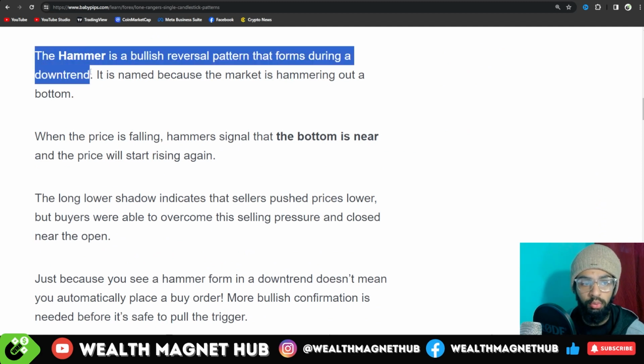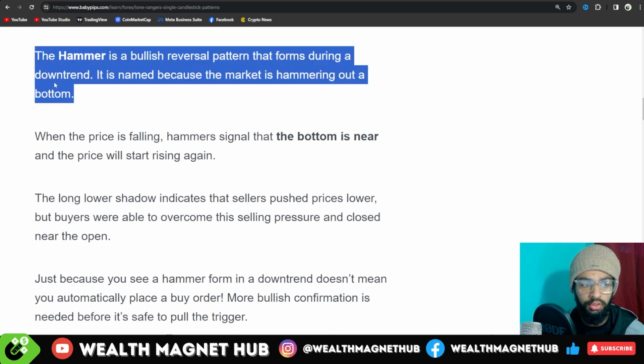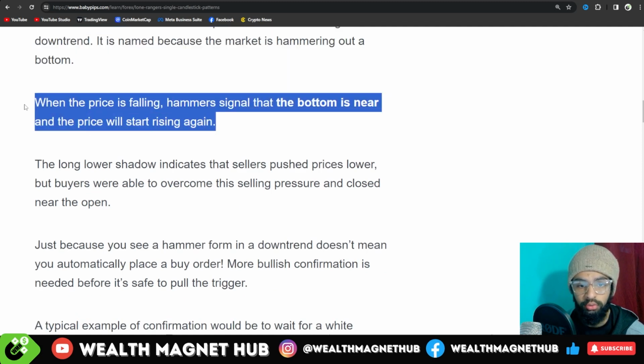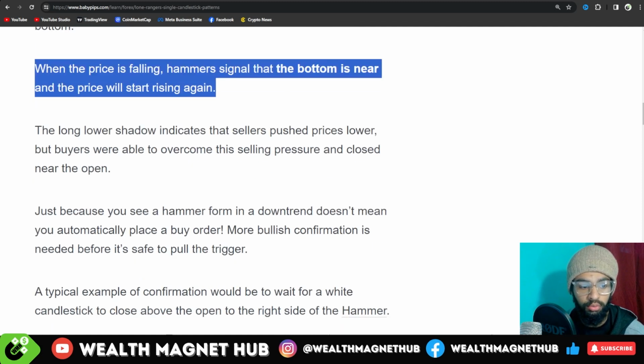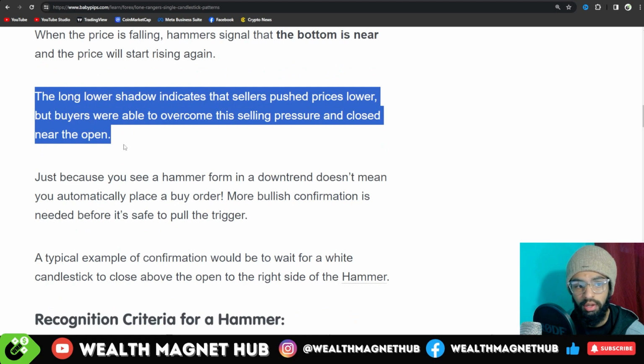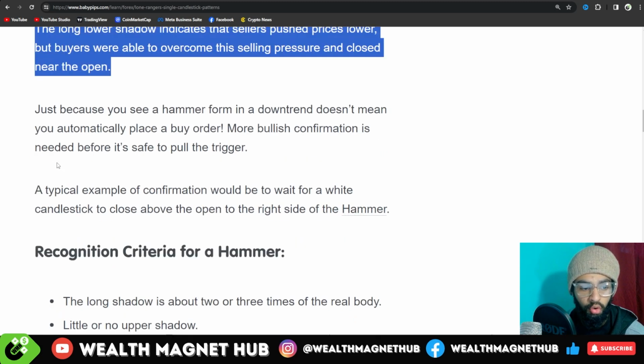The hammer is a bullish reversal pattern that forms during a downtrend. It is named because the market is hammering out of a bottom. When the price is falling, a hammer signals that the bottom is near and the price will start rising again. And the long shadow indicates the sellers pushed price lower, but the buyers were able to overcome the selling pressure and close near the open.